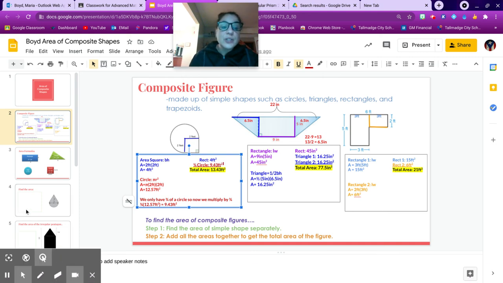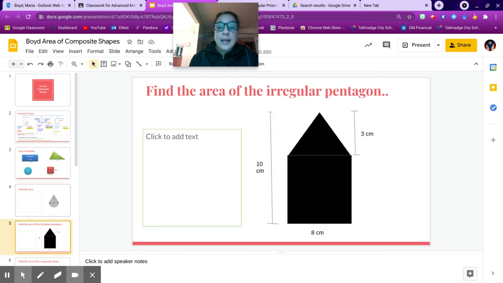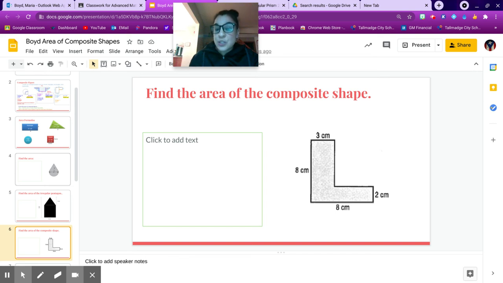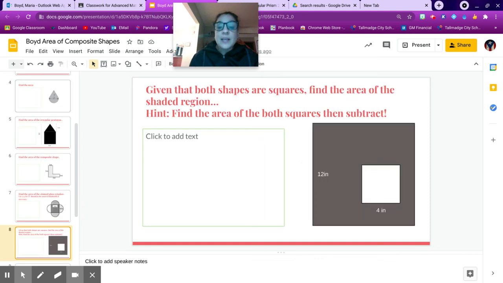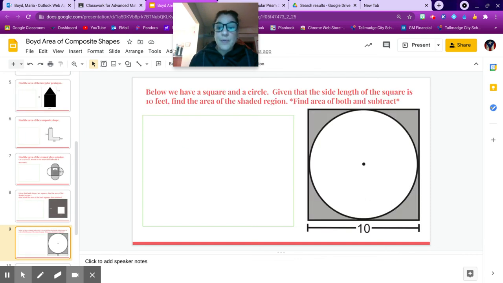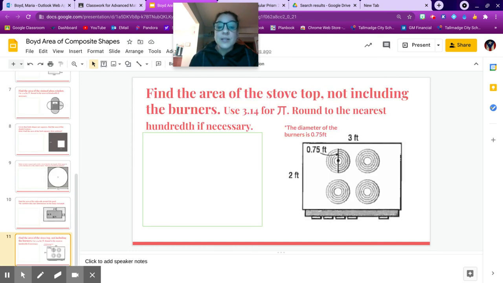All right. So you're just going to go through and work on the rest of the slides. The first one on slide 4, this is a triangle with a semicircle. So starting off, not too bad. The next one is a rectangle with a triangle. The next one is 2 rectangles together. Then you have this figure. Then you have find the area of the shaded region. So be careful with that one. Again, find the area of the shaded region. This one is about a swimming pool, and the last one is about a stovetop.